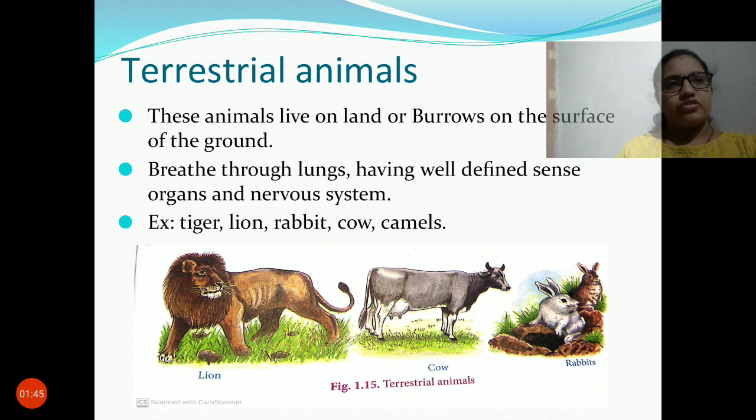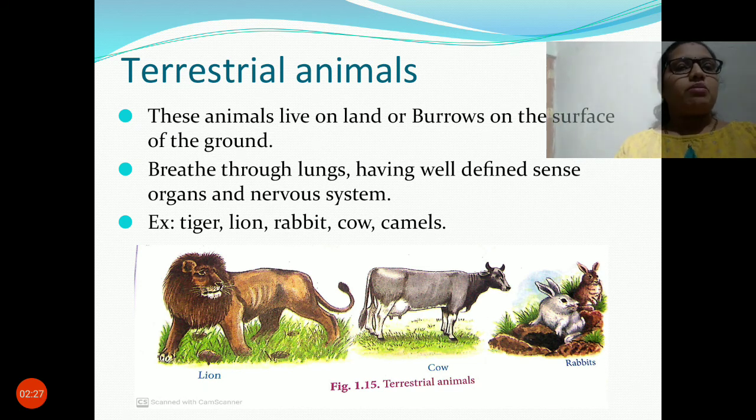First one is terrestrial animals. Terrestrial animals means these animals live on land or burrow on the surface of the ground. Terrestrial animals are land animals which live on the surface of the ground. What we can see every day, like cow, dog, cat, rabbit. However, we cannot see lion, tiger every day. These are the wild animals. Okay, these all live on the land. These animals are called terrestrial animals.